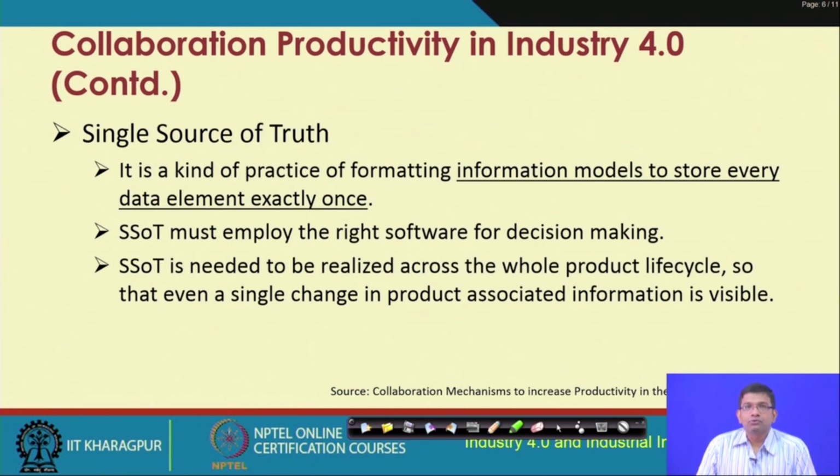Single source of truth. Single source of truth means we are talking about a single repository where all the data are going to be stored. So, essentially we are talking about a data model, an information model that will help in storing every data element exactly once. So, this is the single part of the single source of truth that we are talking about. So, this single source of truth must employ the right software at the right time, at the right place for right decision making. So, single source of truth needs to be realized across the whole product life cycle, and this is very important.